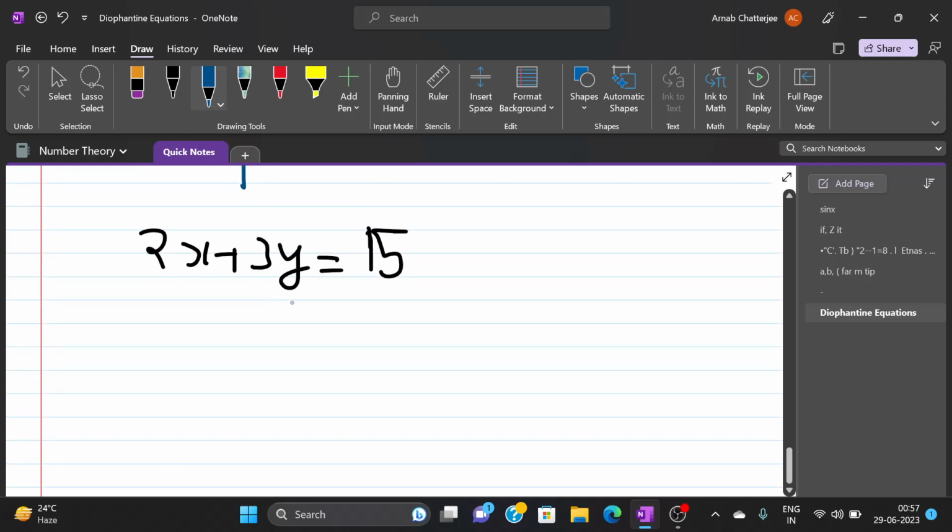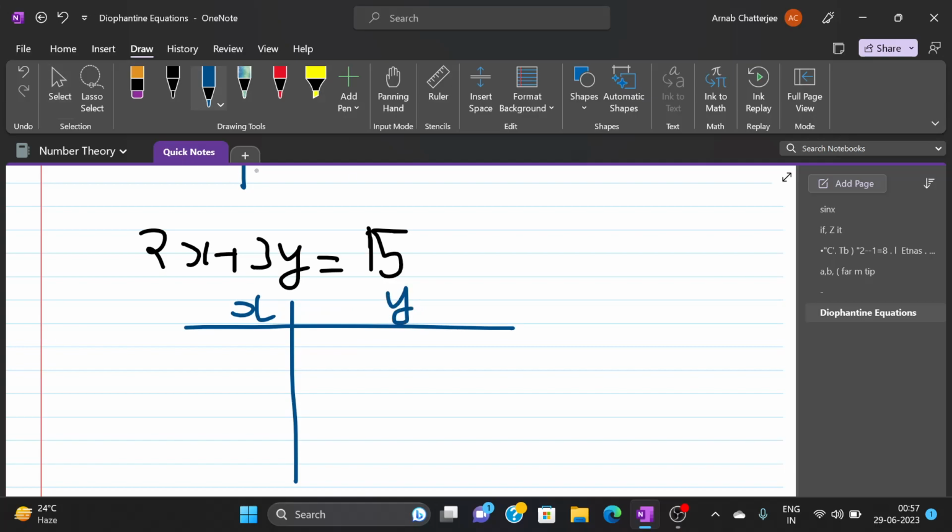So we have 2x plus 3y equal to 15, and we will first find the first solution to this problem, the first positive integer solution. So let us see what we can do. We have x equal to (15 minus 3y) by 2, right? And we know that x will belong to integers.